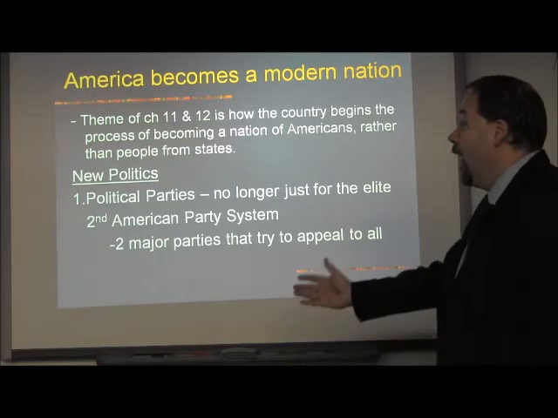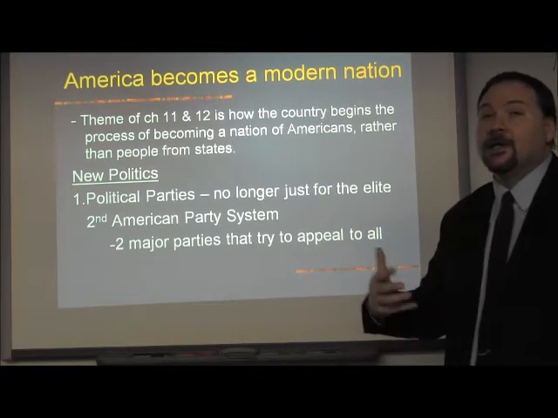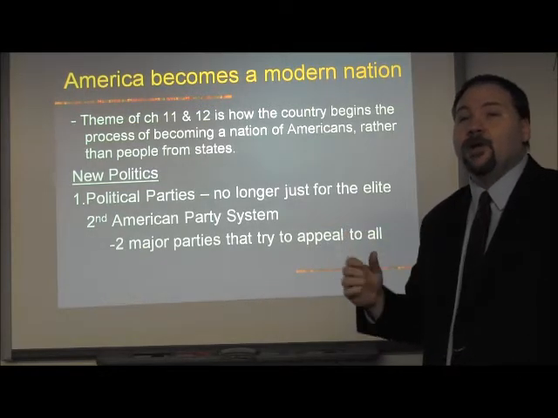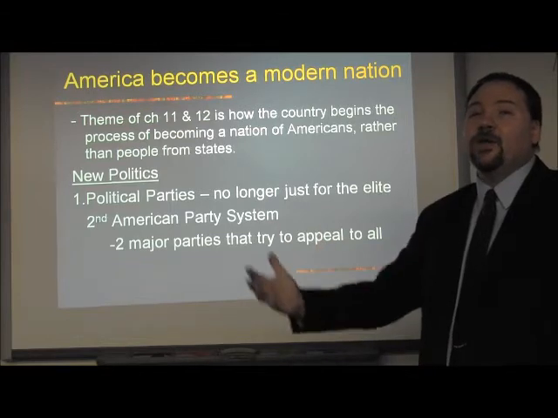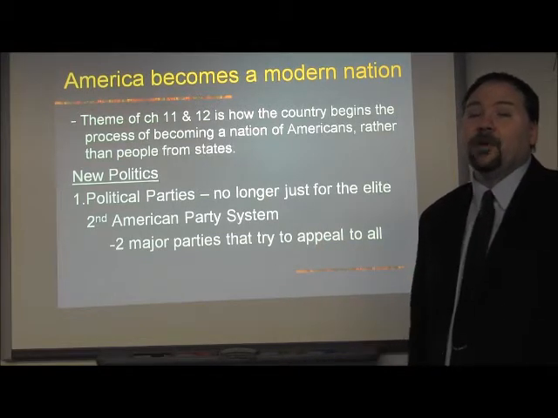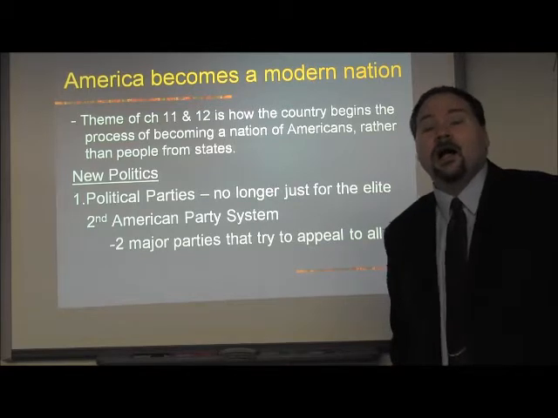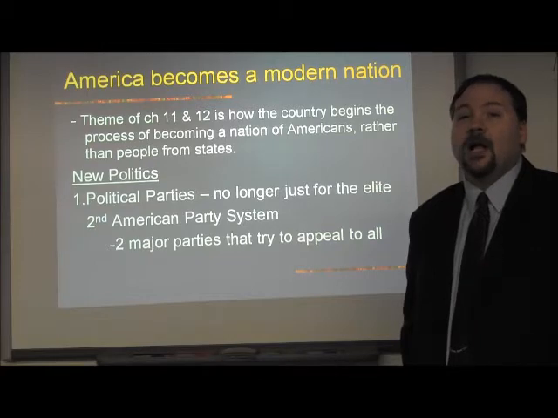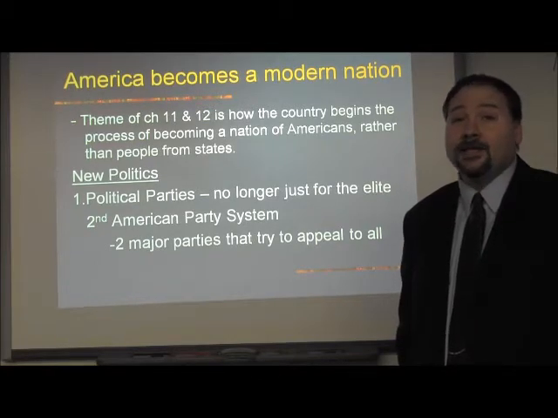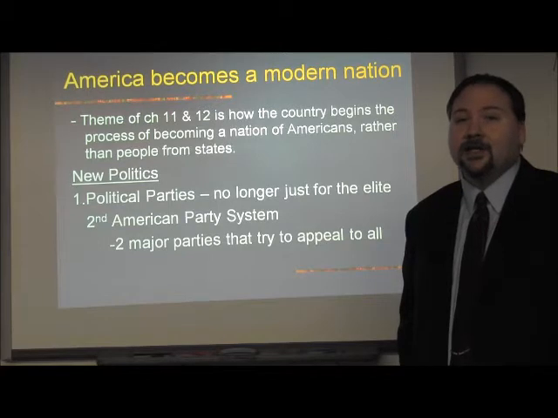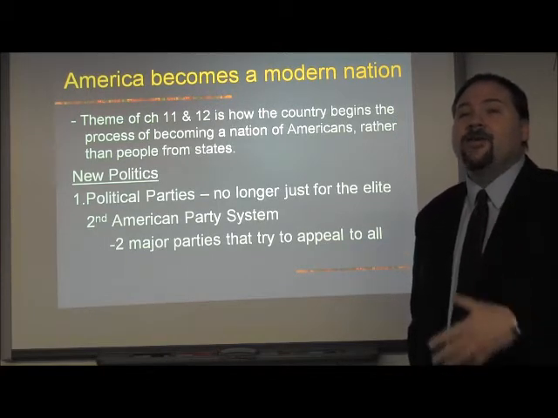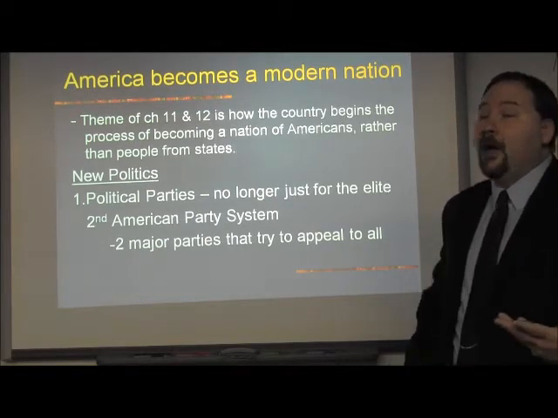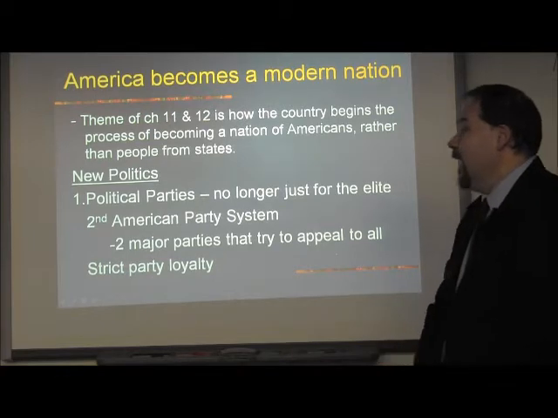So to sum up here, the second American party system is going to emerge, which is what we have today, where we have the Republicans and Democrats, and each one of those parties tries to have a little bit of everything for everyone. They have lots of different planks to their platform, not just one single issue. For example, not just abortion. They differ on national defense. They differ on the economy. They differ on immigration. They have more issues that they're involved with, and they're trying to appeal to everybody, I guess is the point I'm getting at. So more like the parties that we have today.